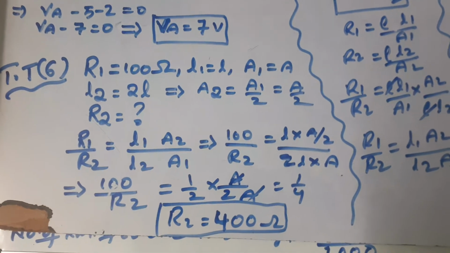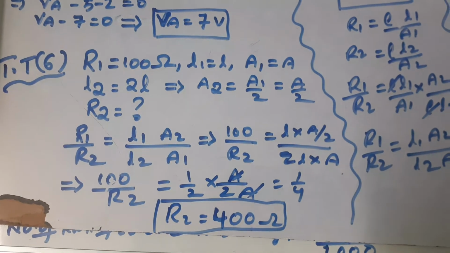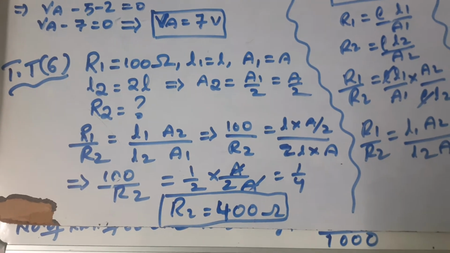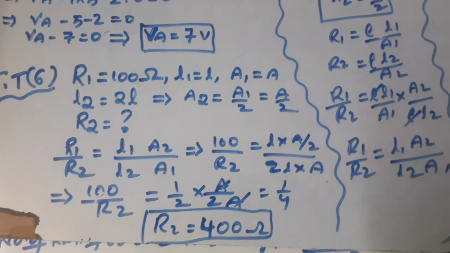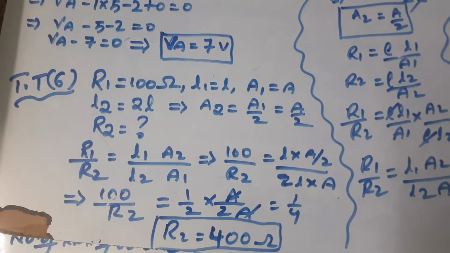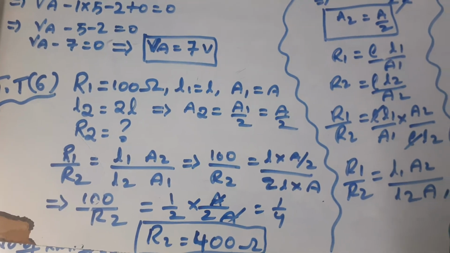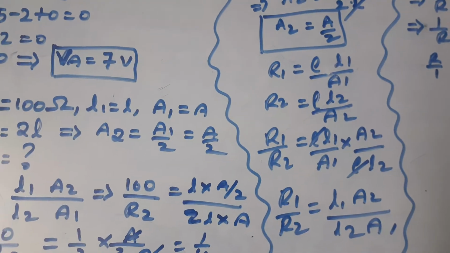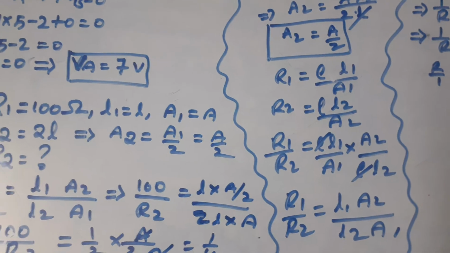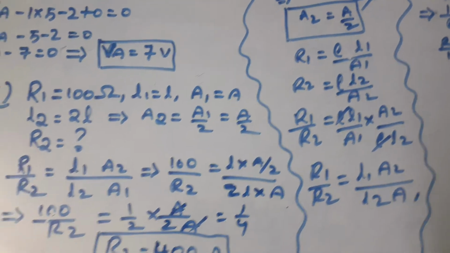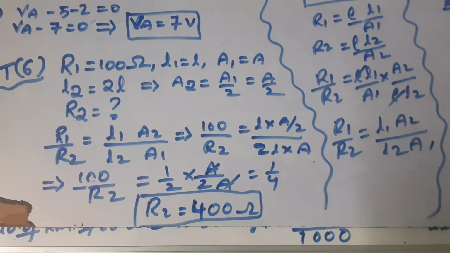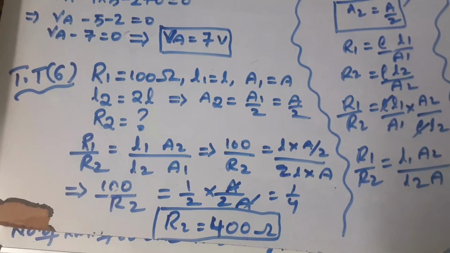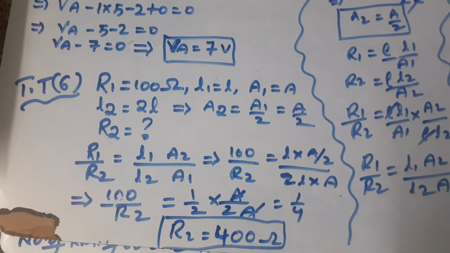R2 is question mark. Now we have the formula R1 by R2 is equal to L1 A2 by L2 A1. On substituting we get R2 is 400 ohms. The formula R1 by R2 is equal to L1 A2 by L2 A1 is like that, students. You can see this rough work. So this is the solution, 400 ohms. It is a 2 marks problem, sometimes important for the public examination. Try this question number 6.